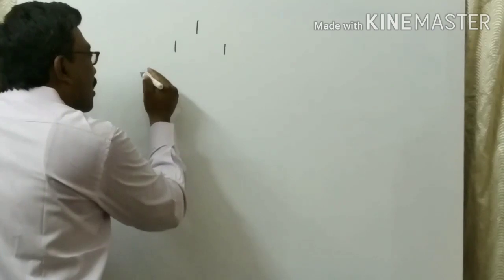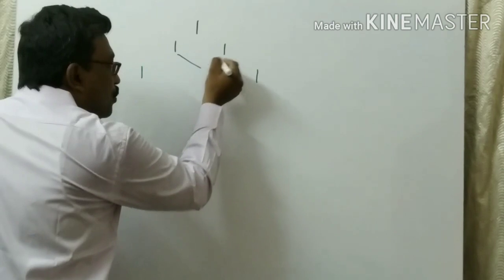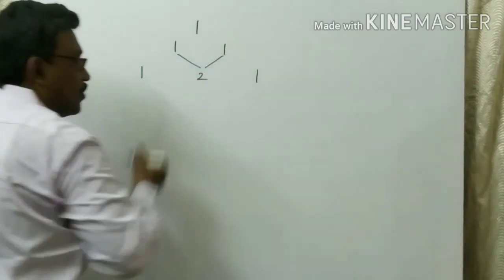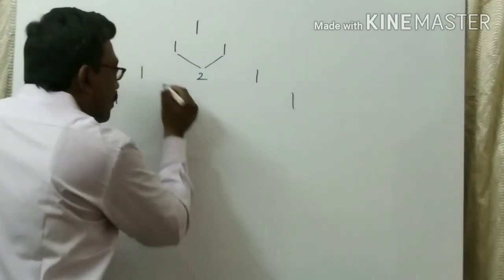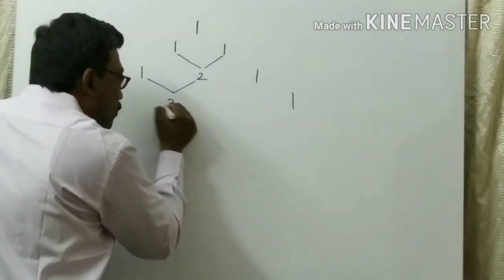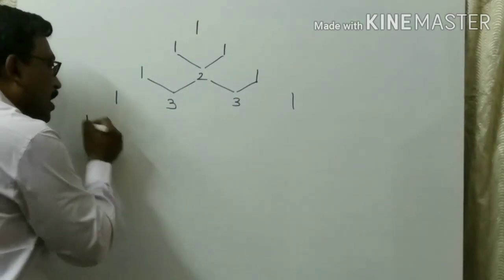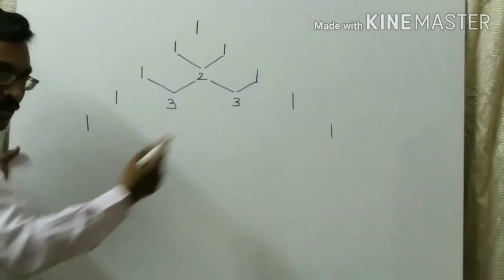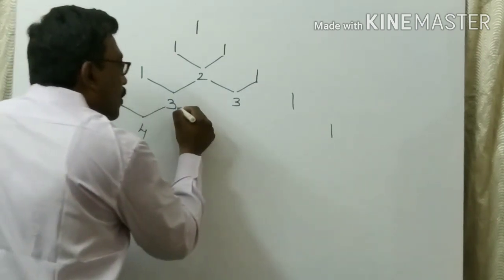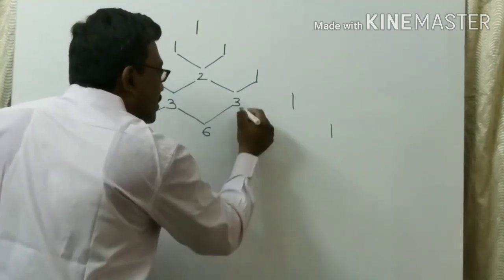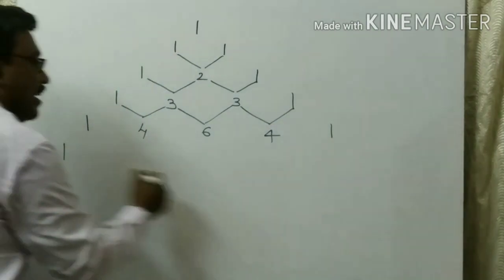So extremes are all 1 all the time. Now add the middle two numbers. 2. Now again extremes are 1. Now add the middlemost numbers. 1 plus 2, 3. 2 plus 1, 3. Now again the extremes are 1. Now add these numbers. 1 plus 3, 4. 3 plus 3, 6. 3 plus 1, 4.